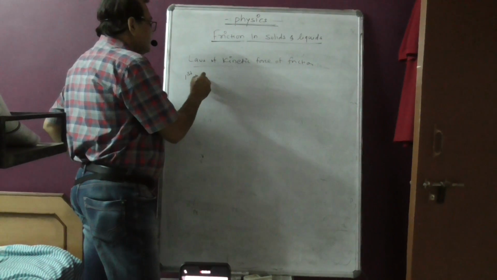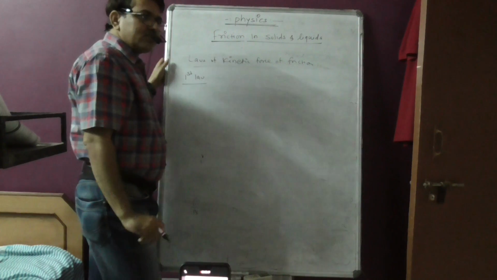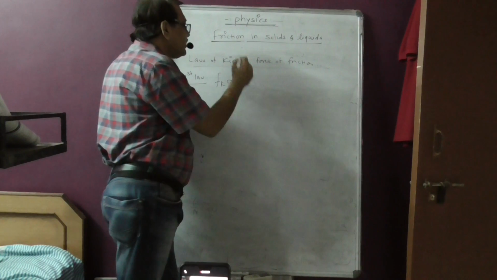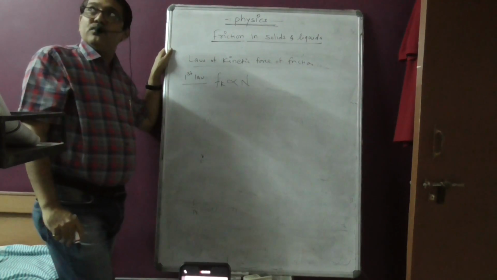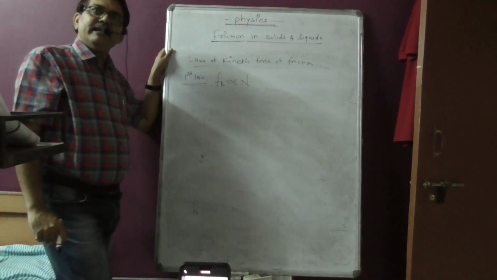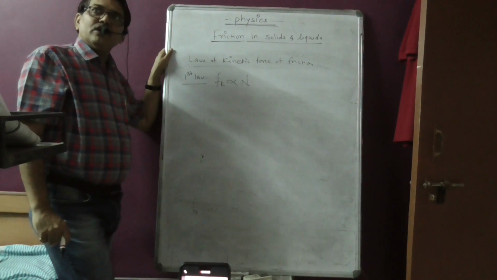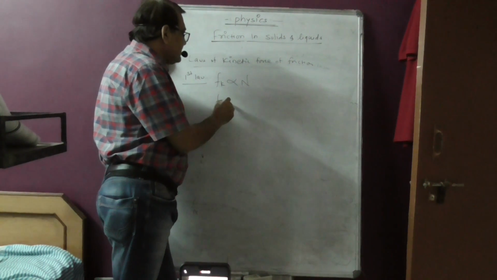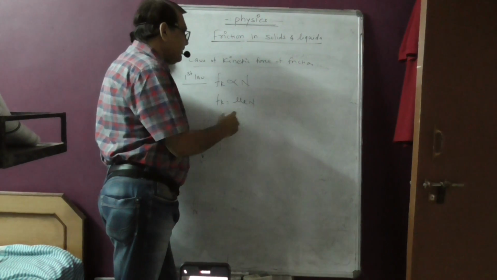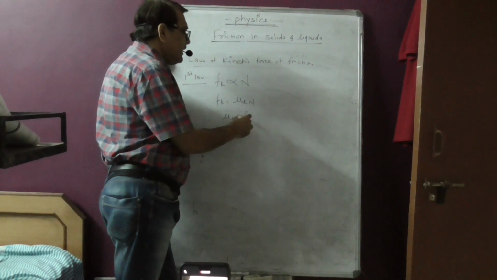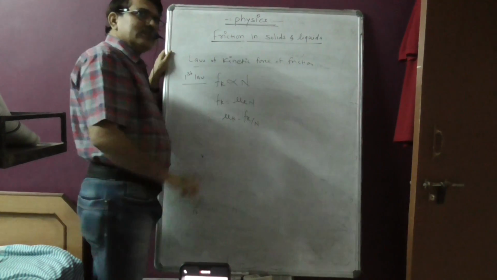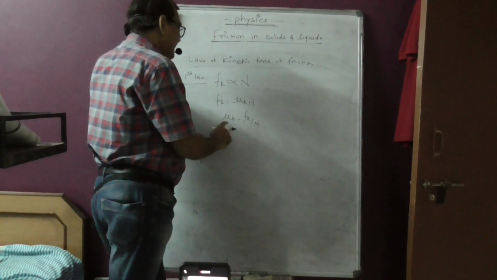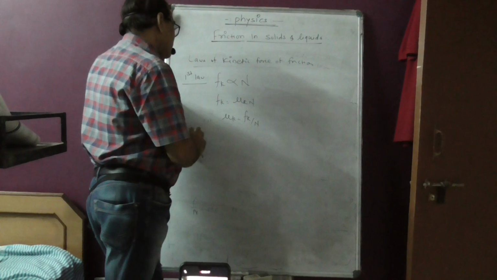This law says the force of kinetic friction Fk is directly proportional to its normal reaction. So we can say that Fk is equal to mu k into N, or mu k is equal to Fk upon N. That is the coefficient of kinetic friction. That is your first law.